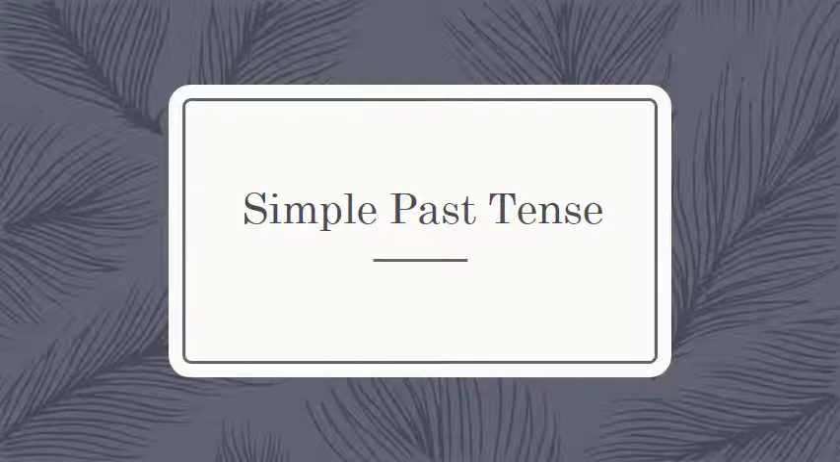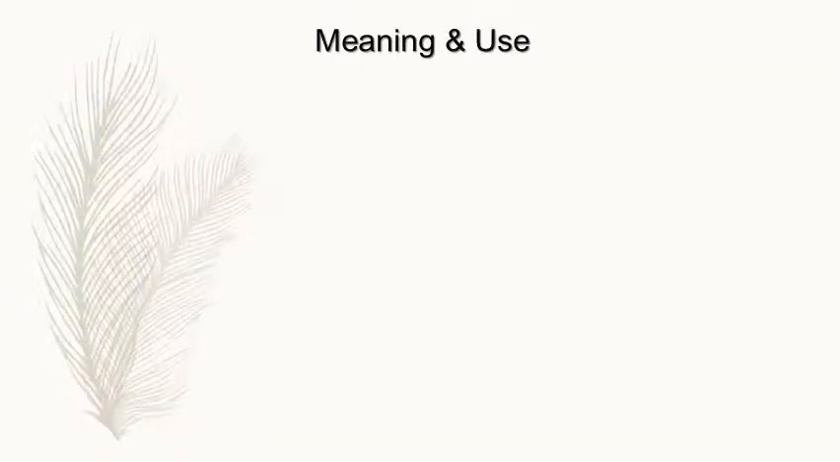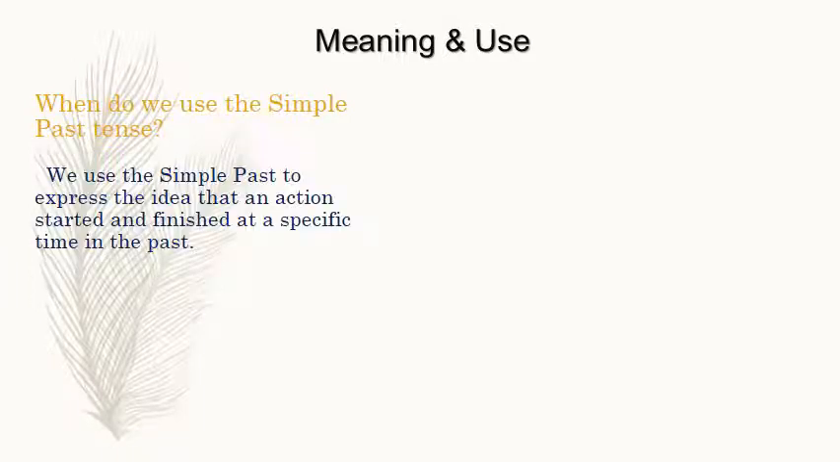Okay, now we move to the second chosen objective in the grammar, which is the simple past tense. I hope that you still remember the simple past tense. First of all, the meaning of the simple past tense and its use: when do we use it? We use the simple past tense to express the idea that an action started and finished at a specific time in the past. So when an action happened in the past and finished at a specific time, we have to use the simple past tense.